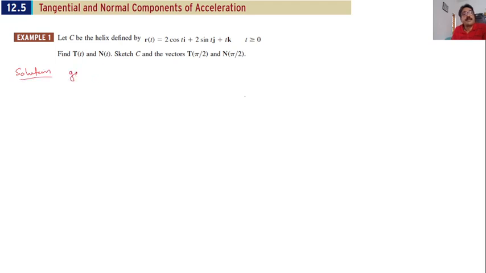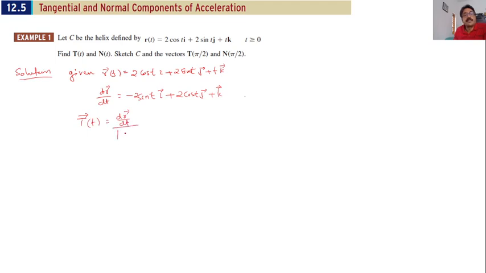So given r(t) is equal to 2 cos t i plus 2 sin t j plus t k, differentiating r(t) with respect to t we get dr by dt is equal to minus 2 sin t i plus 2 cos t j plus k, and the unit tangent vector T(t) is given by dr by dt divided by modulus of dr by dt.